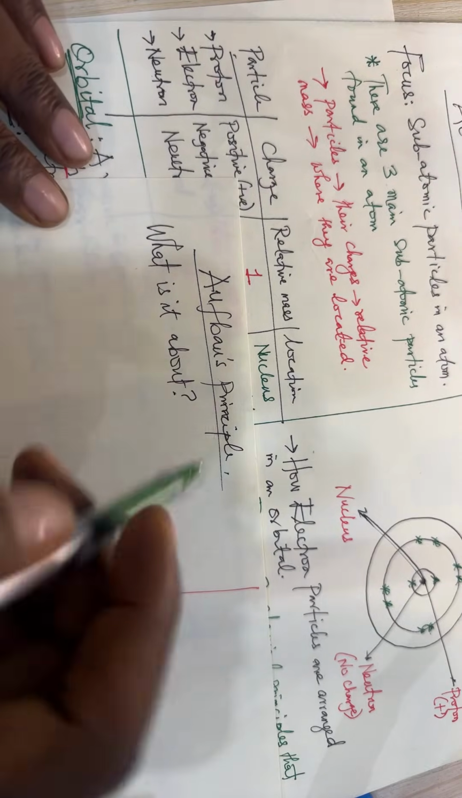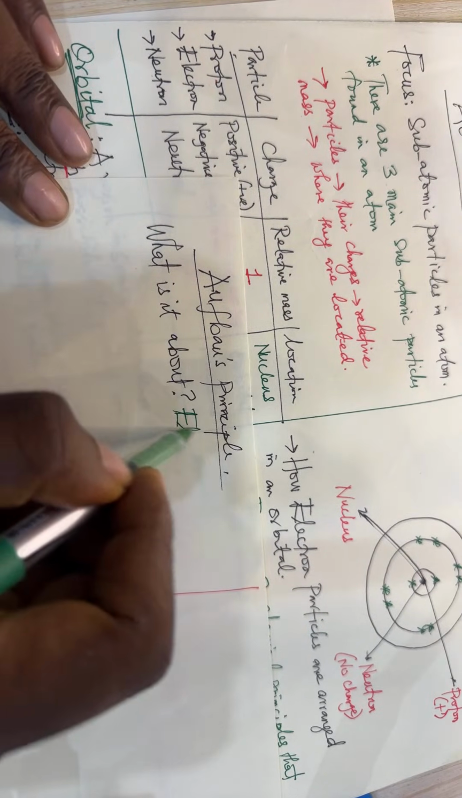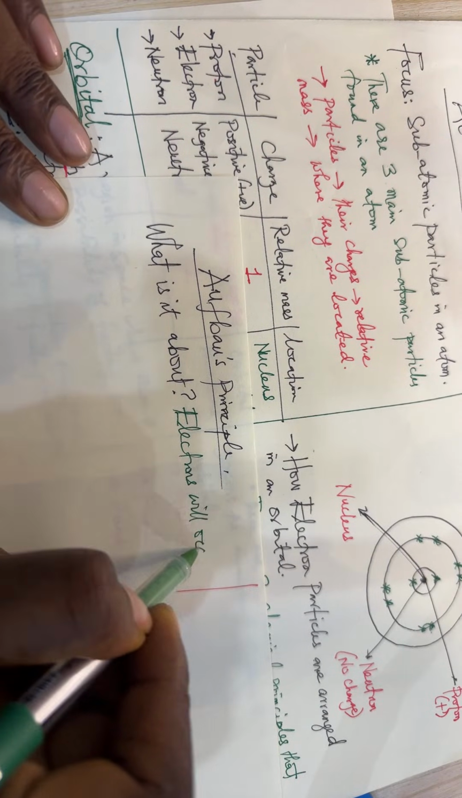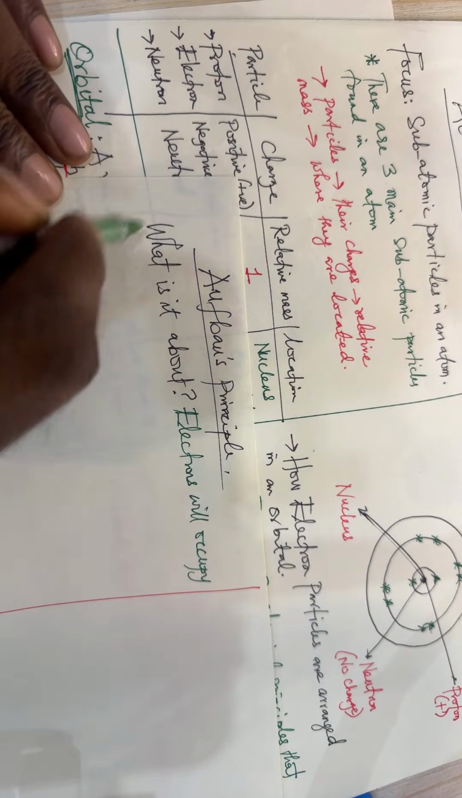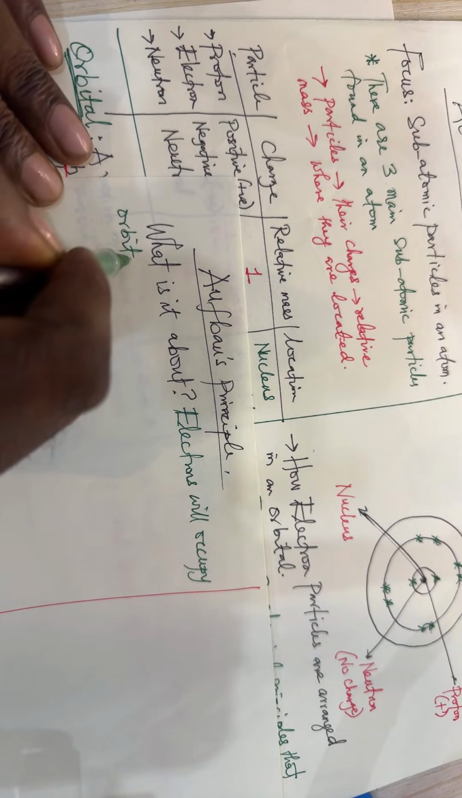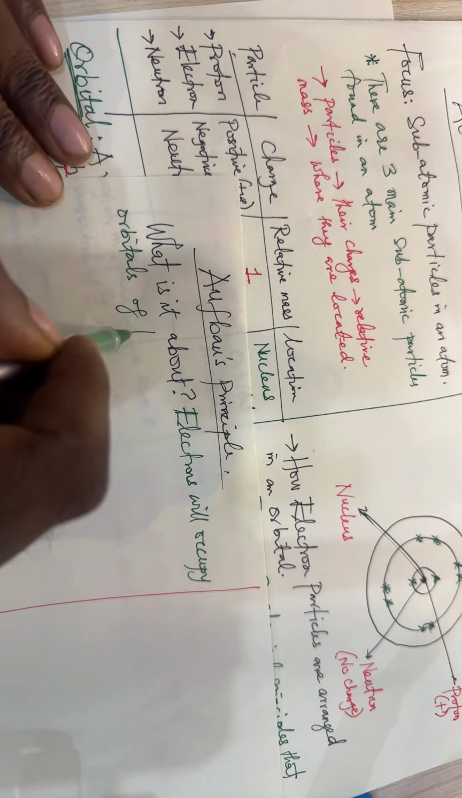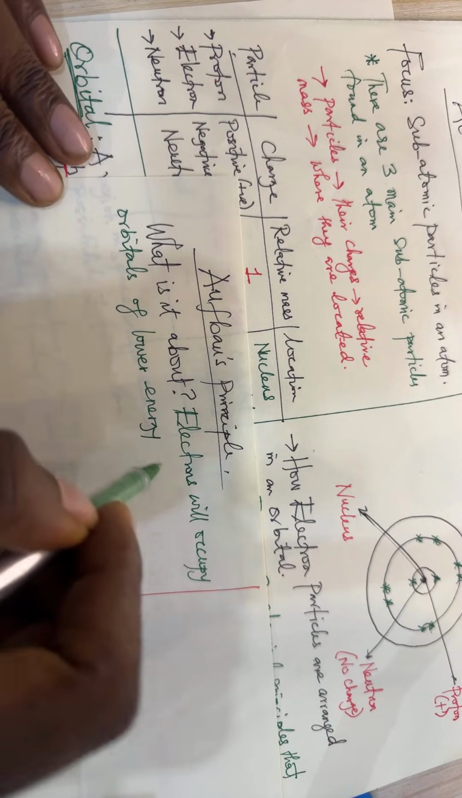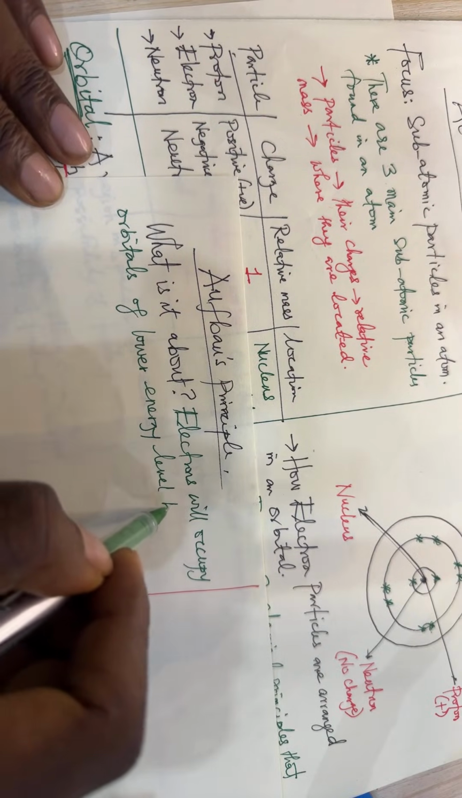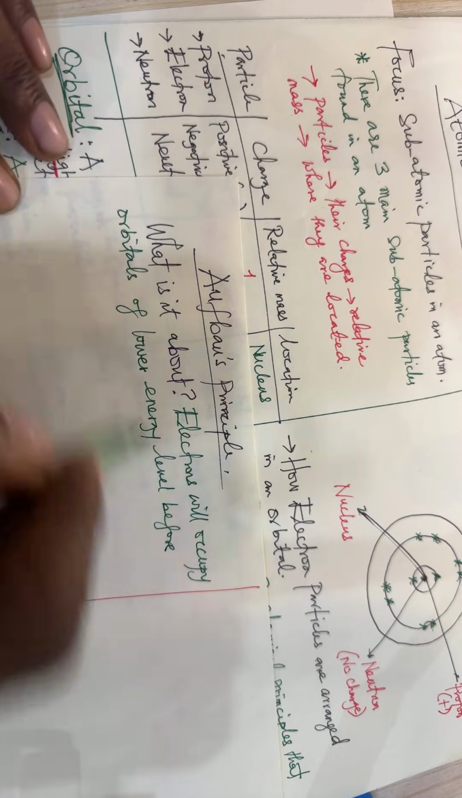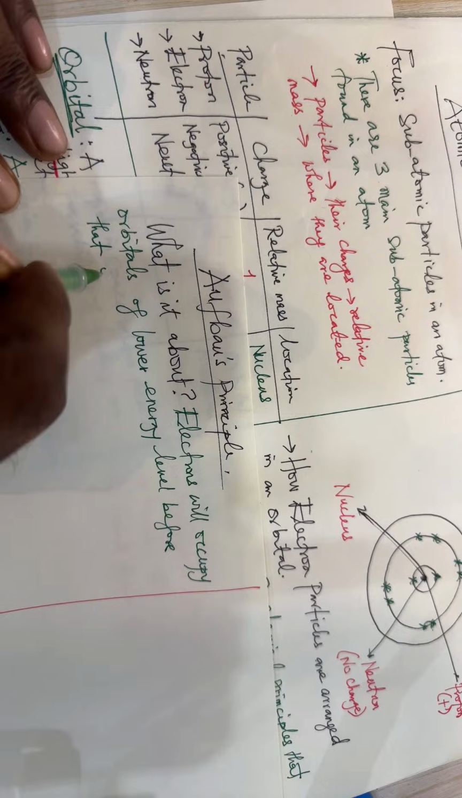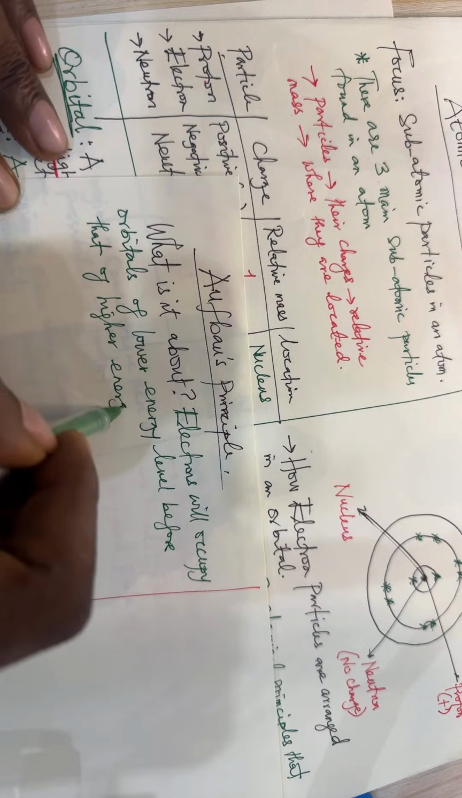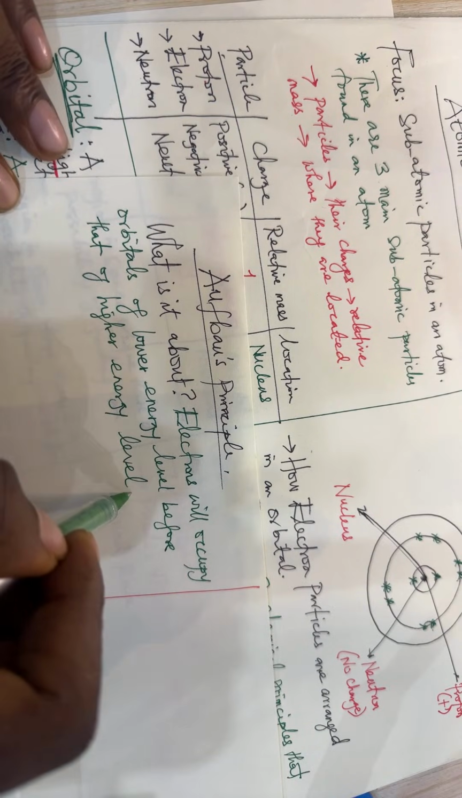Let me write it down. Electrons will occupy orbitals of lower energy level before that of higher energy level. Simple.